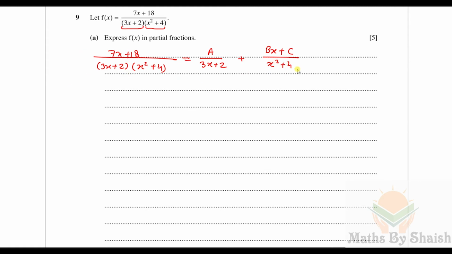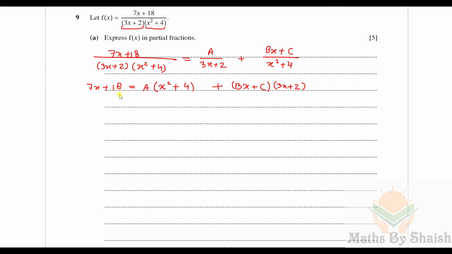Now we will multiply the whole equation by the denominator, so we will get 7x plus 18. Here it would be x square plus 4, because it is already 3x plus 2, and here x square plus 4 is there in the denominator, so we will only be left with 3x plus 2 because these two will be cancelled.